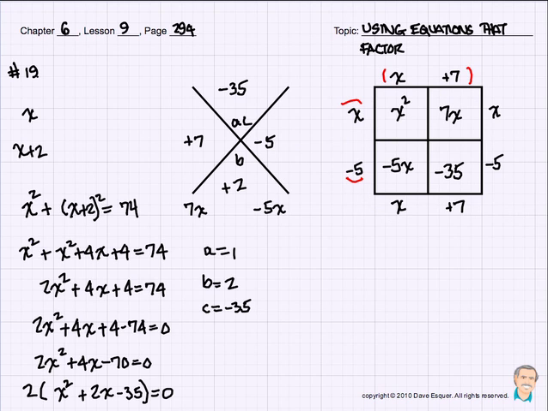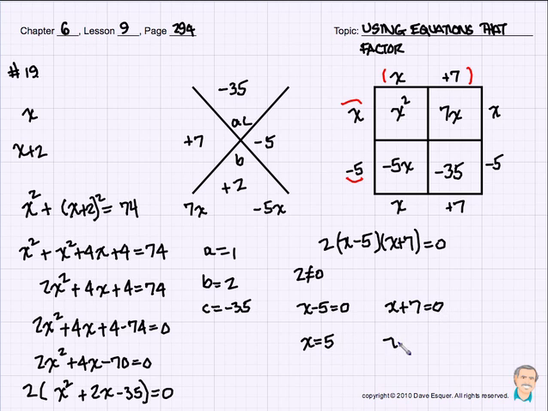So our factors are x minus 5 times x plus 7, and don't forget the 2 we had over here that we factored out, and those are equal to 0. So we know 2 is not equal to 0, so we can scratch the 2. So that gives us x minus 5 is equal to 0, or x is equal to 5, or x plus 7 is equal to 0, which gives us x is equal to negative 7. So we have two answers we have to choose from.